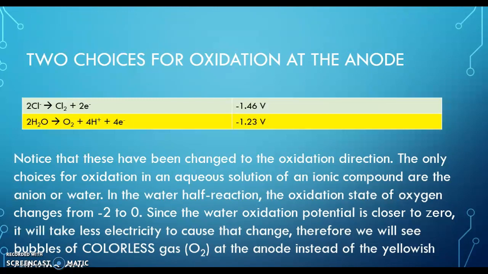So again, we're going to compare these 2 voltages, but in this case, since the water oxidation potential is closer to 0, it takes less electricity to cause that change to occur, and therefore we'd see bubbles of a colorless gas, the oxygen gas that's forming at the anode, instead of the yellowish chlorine gas. And so this oxidation is taking oxygen from a -2 oxidation state in the water to a 0 in the oxygen gas.